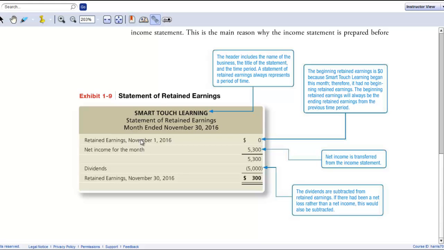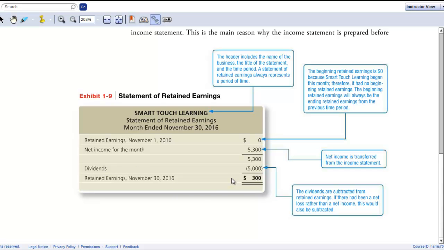We have our beginning retained earnings. It just so happened to be 0 here. This could have been 1,000, but in this example it happened to be 0 because this was the beginning of the Smart Touch Learning business. So we say beginning plus net income minus dividends gives us the ending retained earnings.